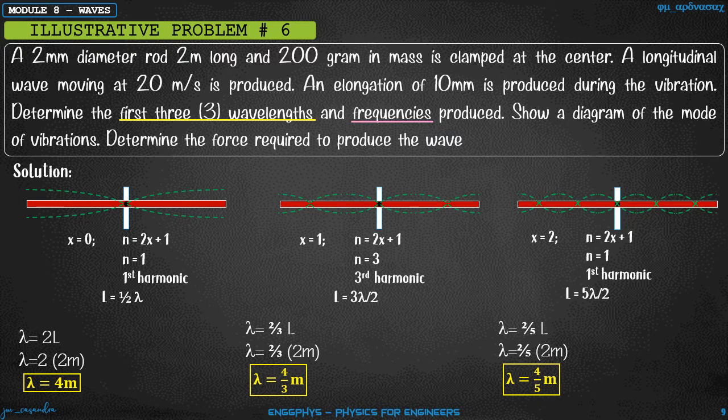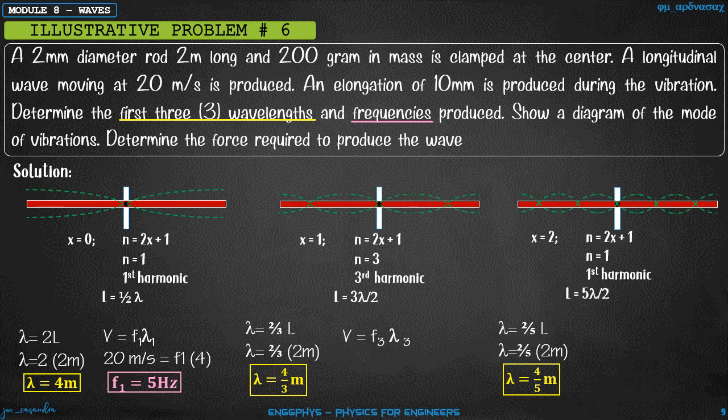So next, we solve for your frequencies. We're given the speed of propagation. The speed is constant at any frequency or wavelength. So we'll just simply use our general equation: the speed is equal to wavelength times the frequency. For the first harmonic, V is equal to F1 times lambda 1. So we'll have 20 is equal to F1 times 4, or F1 is equal to 5 Hertz.